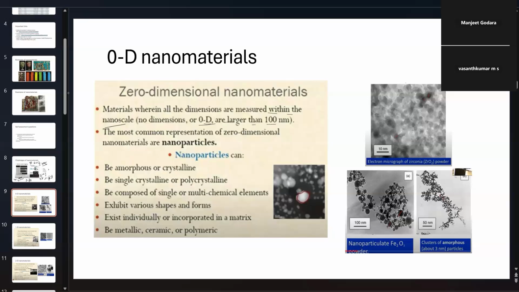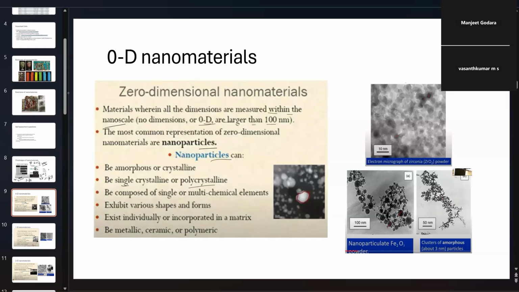The most common type of zero-dimensional nanomaterial is the nanoparticle. Nanoparticles can be amorphous or crystalline. Amorphous nanoparticles won't have any regular arrangement of atoms. They can be single crystalline or polycrystalline.